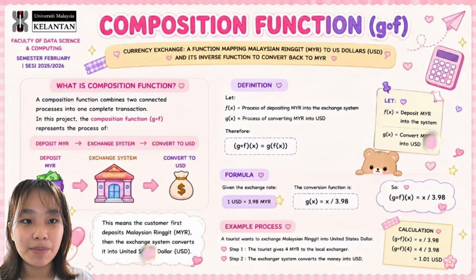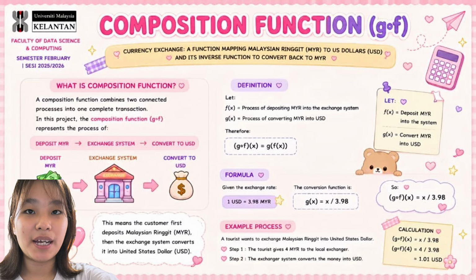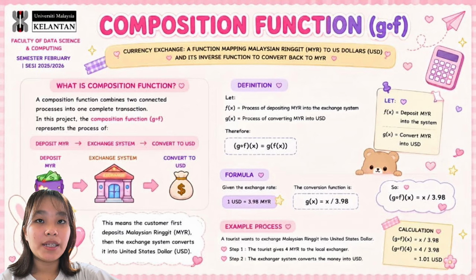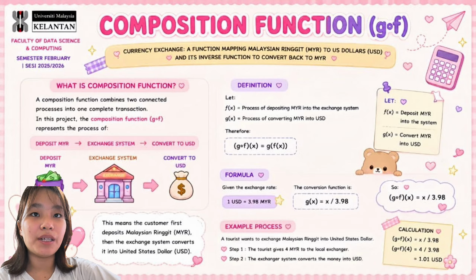Everyone, today I will explain my part about composition function and inverse function using a real-life example of currency exchange between Malaysian ringgit MYR and United States dollar USD. First, let us look at the composition function denoted as g composed with f. A composition function combines two related processes into one complete process.